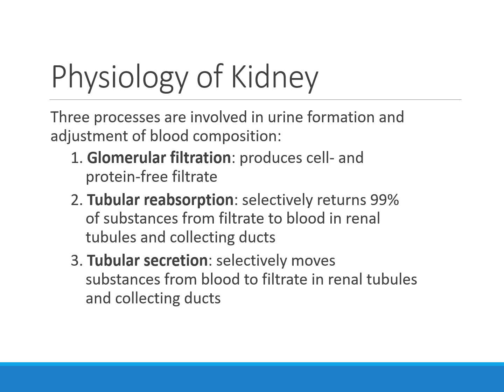There's three processes that are involved in urine formation and adjustment of your blood composition. So the first thing is what happens at the glomerulus. They refer to that as glomerular filtration. This is what's producing the cell and protein-free filtrate.